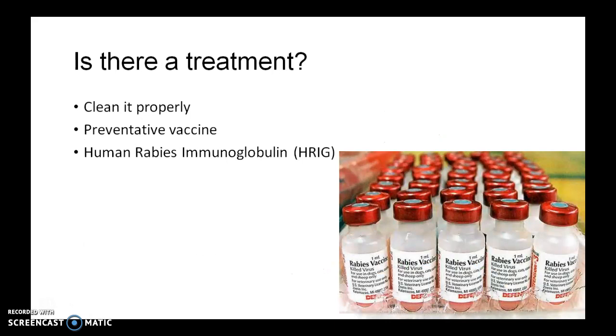Is there a treatment? The wound should be cleaned properly. If there's a risk of rabies, they will give you a preventative vaccine, and the vaccine will consist of 5 doses given over a 28-day period. The HRIG treatment, which is the human rabies immunoglobulin treatment, is given the day of the bite. The protocol for this is known as the post-exposure prophylaxis.